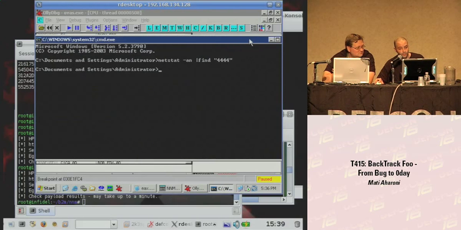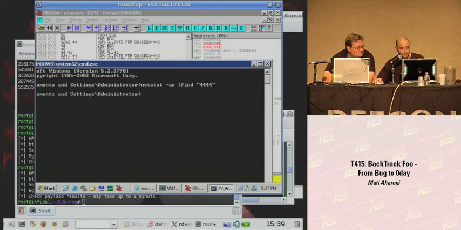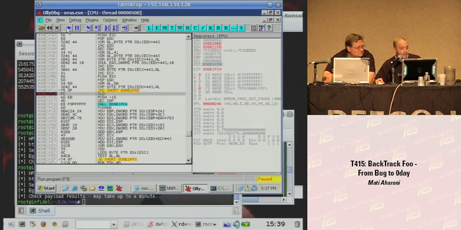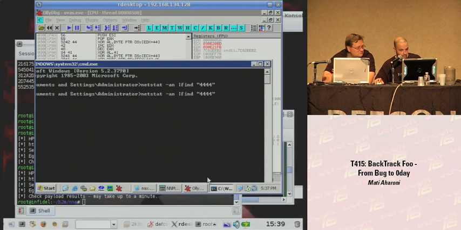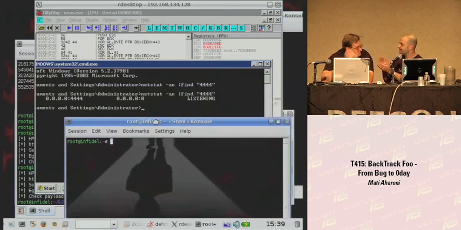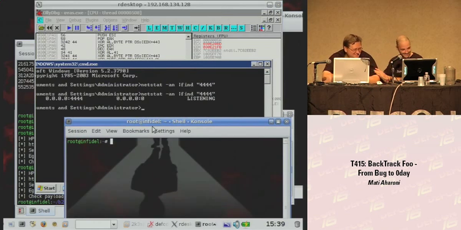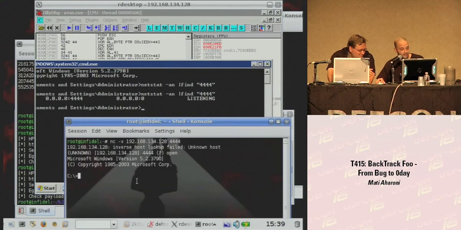we have nothing listening on port 4444 right now. If we now let this bind shell run, we've got a shell. So just to have, you know, the meat and everything, we'll do that. And that's actually interesting. We won't go into that right now.